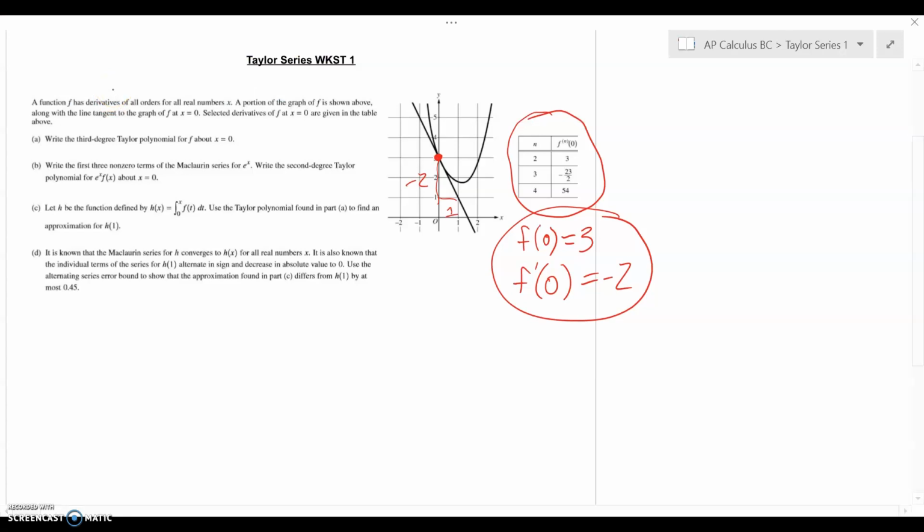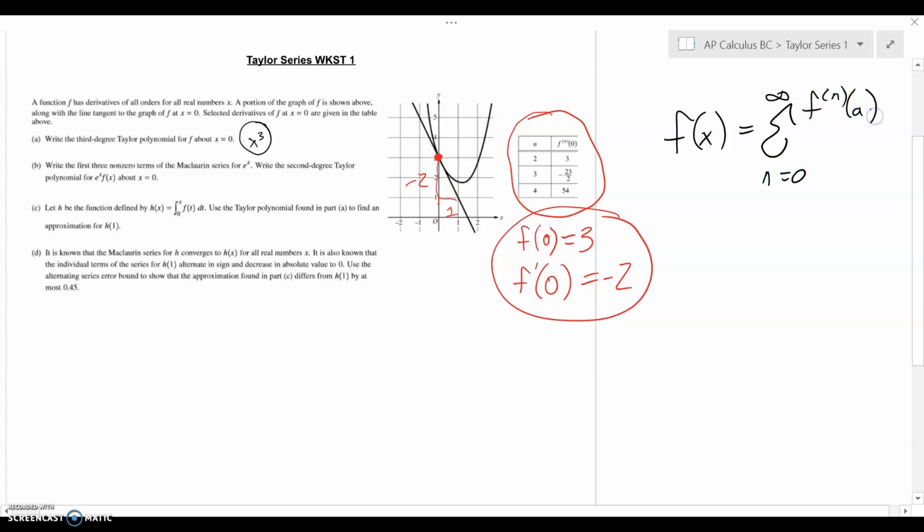So the first part, part A, says write a third degree Taylor polynomial. So we're looking to get up to the place where we've got a cubic in the expression. Well, in general, what a Taylor polynomial looks like is a function defined as an infinite summation from 0 to infinity. And we've got the nth derivative evaluated at a, which in this case a is 0, and we've got x minus a. So actually I'm going to put a little 0 right there. We've got x minus a, which in this case again is 0, to the n over n factorial. That's what our generic structure needs to look like.